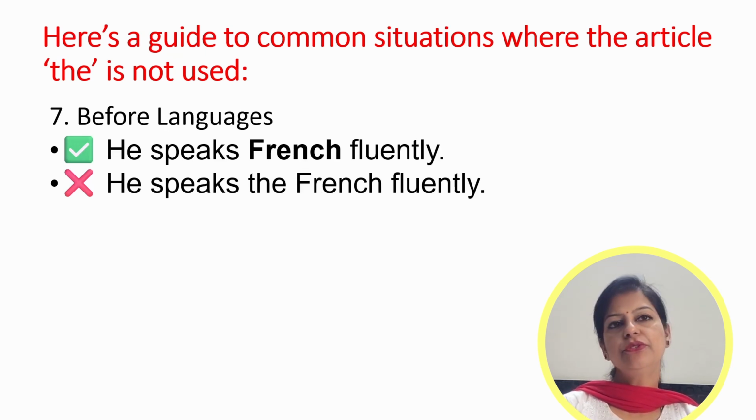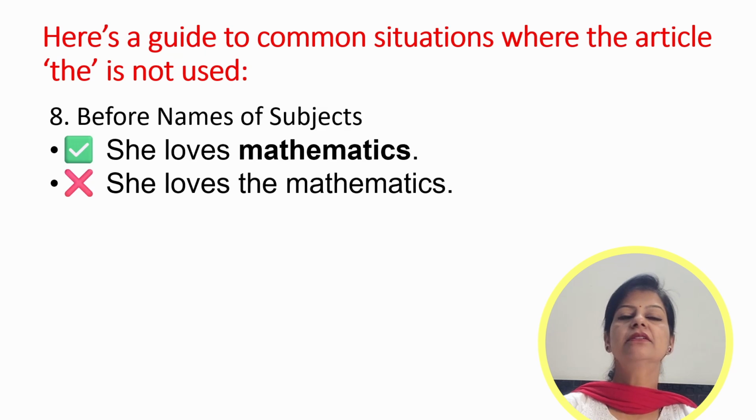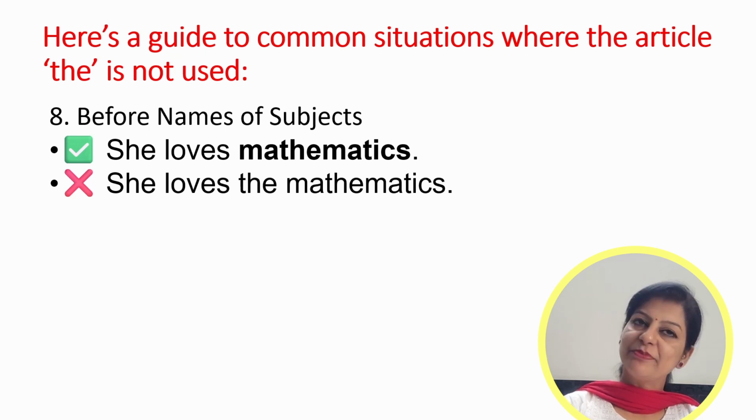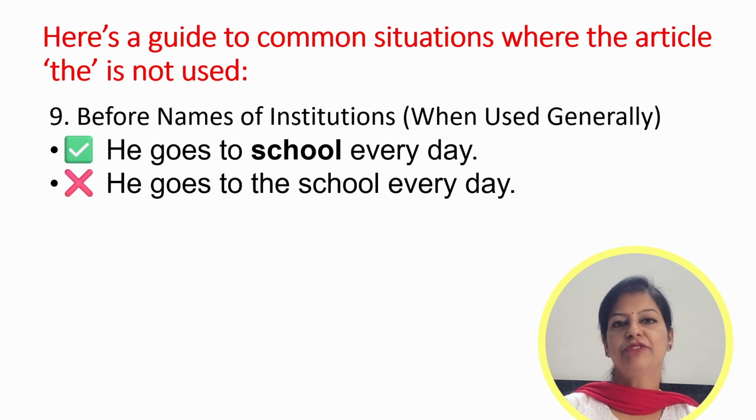Seventh, we don't use the before languages. For example, he speaks French fluently. We don't say the French because French is a language. Eighth, before names of subjects. We don't use the before school subjects. For example, she loves mathematics. We don't say the mathematics because mathematics is a subject.